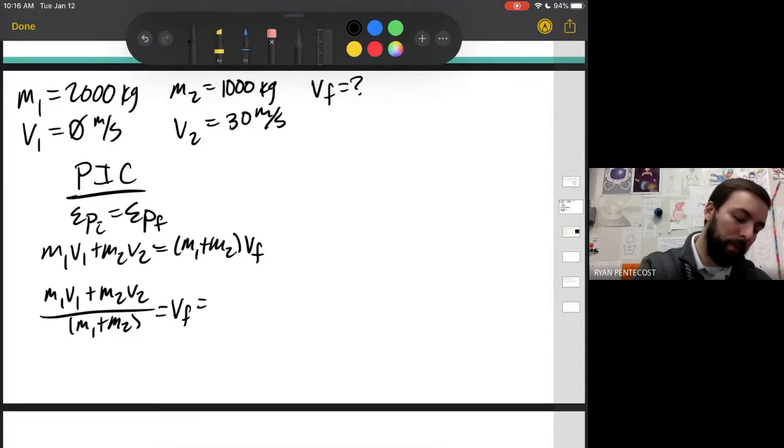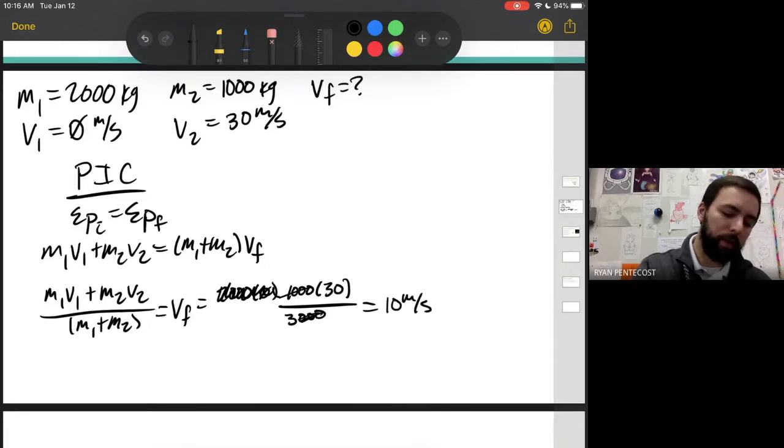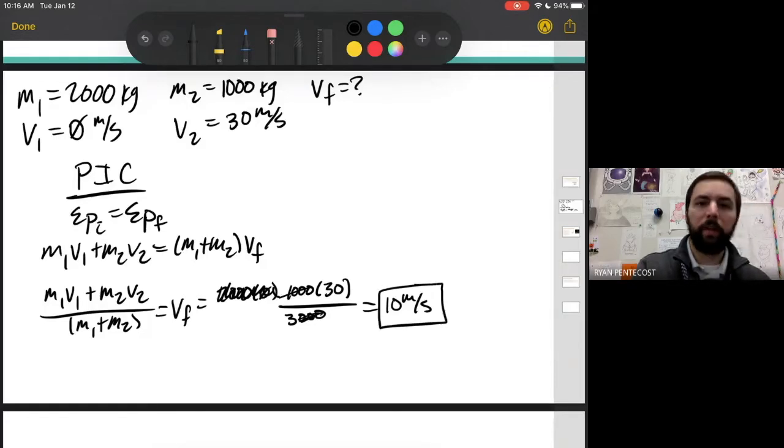And luckily we have all of that, so we can plug this in. You've got 2,000 times 0, so that goes away. Then you've got 1,000 times 30 divided by the sum of masses. 2,000 plus 1,000 will give you 3,000. Put that in your calculator. You should get 10. Yeah, 10 meters per second is the final velocity of this entangled mass.